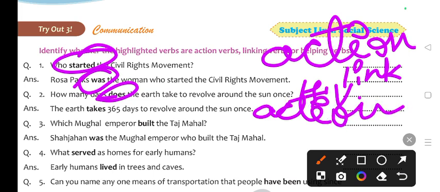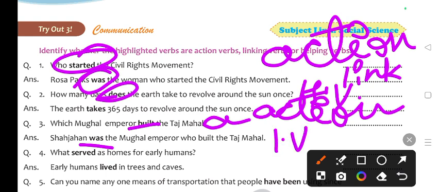Understood? Which Mughal emperor built the Taj Mahal? So again here it is an action verb, alright, because someone has built the Taj Mahal. Shah Jahan was the Mughal emperor who built the Taj Mahal. So this is what? Shah Jahan was the Mughal emperor. So here was is what? Linking verb. We will write here LV.